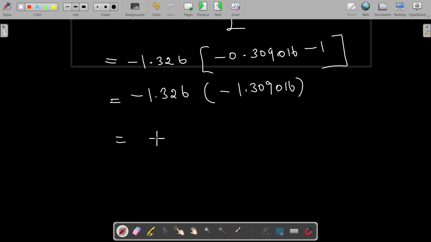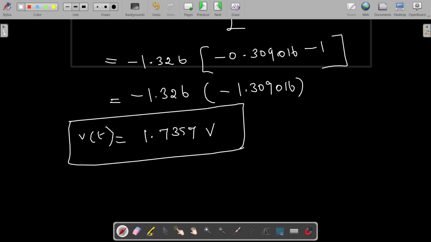So this is equal to 1.7357. So this is our v(t) in volts. So this is our answer. Okay, thank you. Hope you have understood.